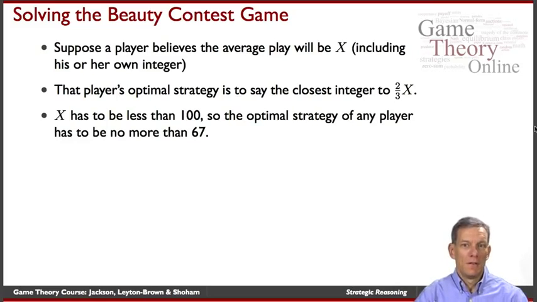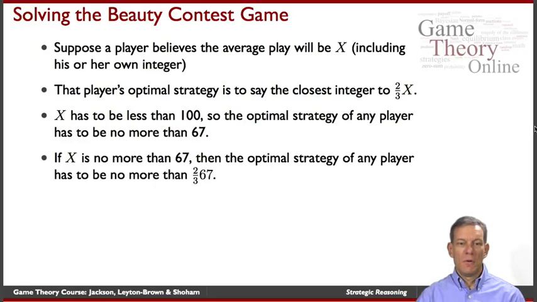So if I think that everybody's rational, so if I believe that's true, then I think that nobody should be naming an integer bigger than 67. Okay, so what does that mean? Well, that means that I can't think that the average is any higher than 67, right? So if the average x is no bigger than 67, then I should be naming no more than 2/3 of 67, right? Now you can begin to see where this is going.